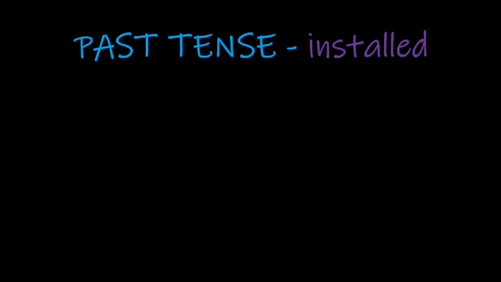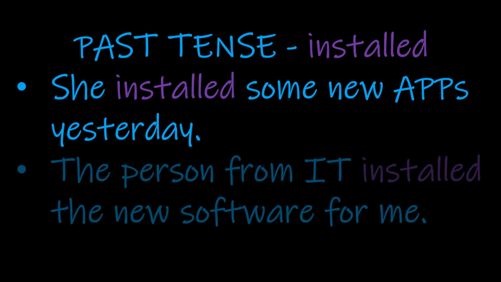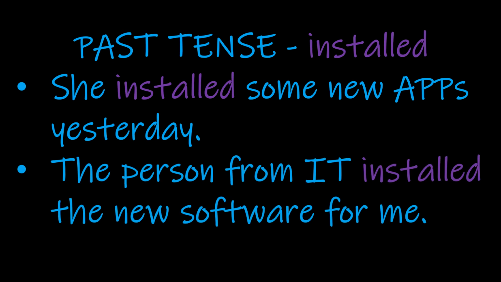So let's look at some example sentences then, thinking about this verb in context. She installed some new apps yesterday. So past simple, it was yesterday, it's just a thing that happened. The person from IT installed a new software for me. So with this second one, we also know it's just a simple thing that happened, but we don't actually know when. If we wanted to find out, we'd ask for some extra information.